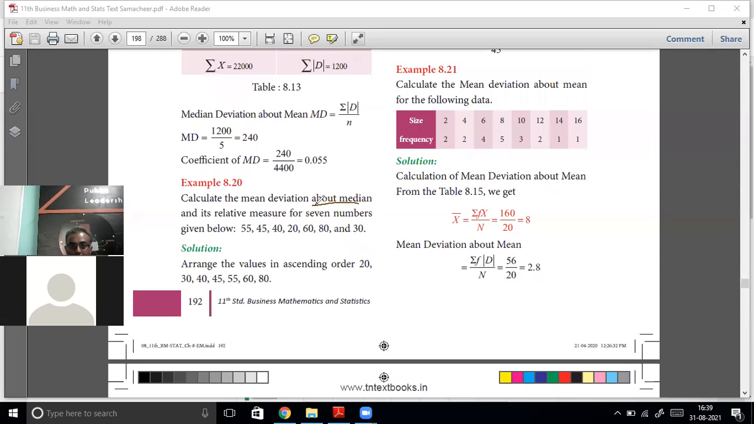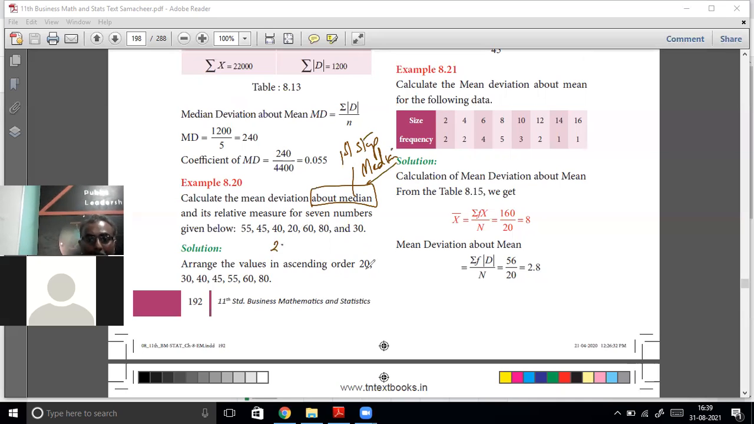Okay, this is mean deviation about median. What you have to find out first, the first step, is to find the median. The previous one, the first step was to find the mean. Now the first step is to find the median. Median is very simple. You have to arrange the data in ascending order.